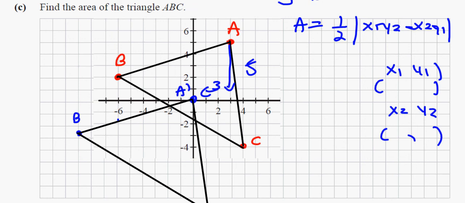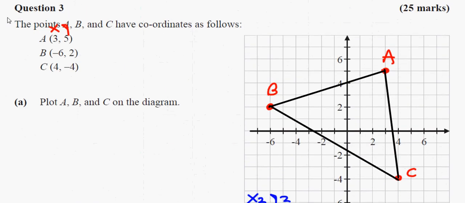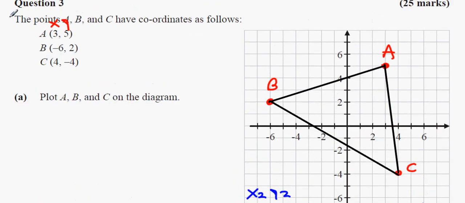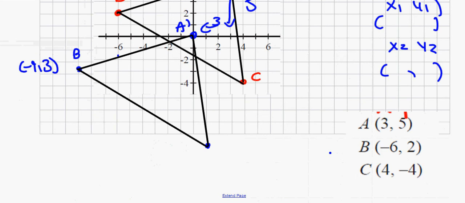Now the point B is down 5, so it goes to minus 3. Then across another 3, so it's going to be minus 9, minus 3. So remember, write down all 3 points. Okay, so you can write down A, B and C, 3, 5. So this one here is going to be down 3 across 5.